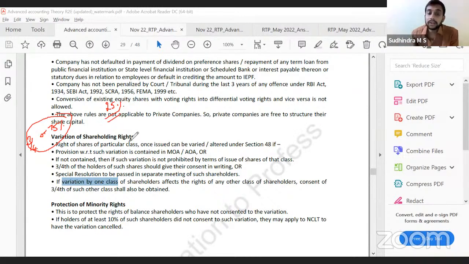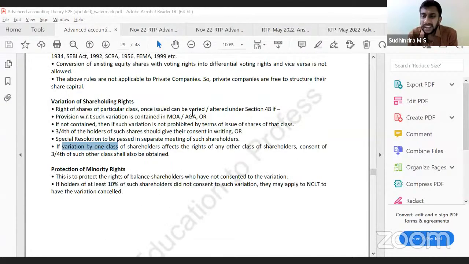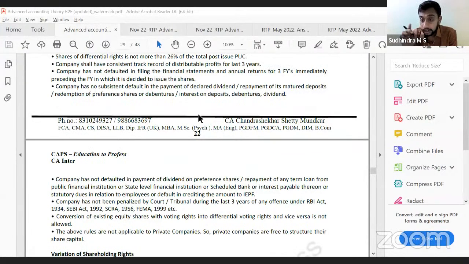Those who have disagreed to it, they have an option to exit, or they can apply to NCLT to have the variation cancelled. However, the minimum number of people who have to apply is 10%. Out of the 25, 10% of the people who have disagreed can apply to NCLT to get the variation cancelled. Clear? Again, small discussions which may be asked, not so important. However, that practical question with regard to proportional voting rate calculation is very important, right? Very frequently asked in the exams.